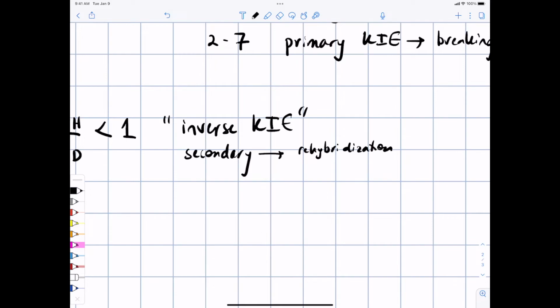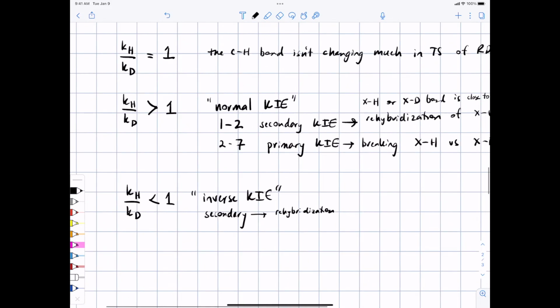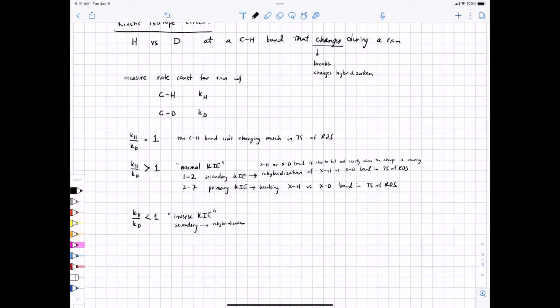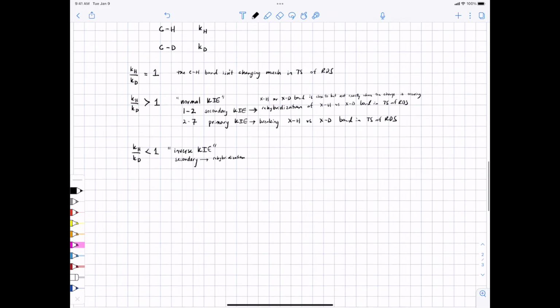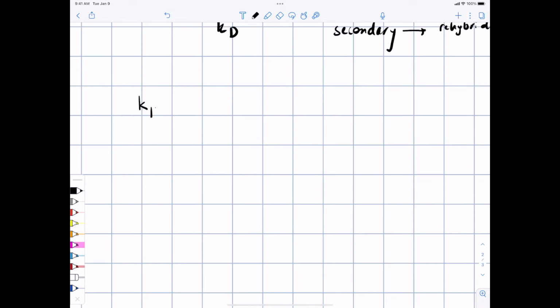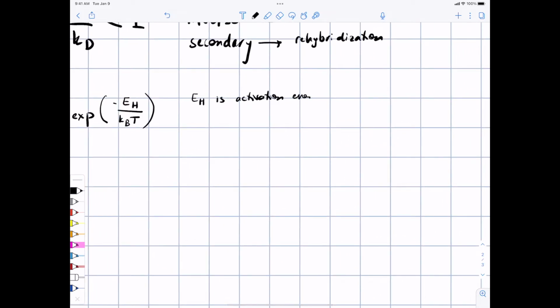Now, we need to try to figure out what the physical basis is for these kinetic isotope effects before we start trying to interpret them in detail. And so I will just remind you of some things we talked about in the kinetic chapter. The reaction involving the XH bond should have a rate constant that is equal to some pre-exponential factor times the number e raised to the power of minus EH over kBT, where kB is the Boltzmann constant and EH is the activation energy of the reaction with the XH bond.